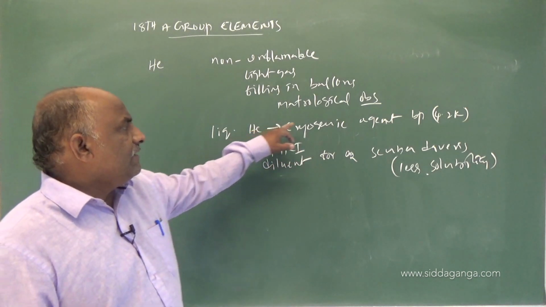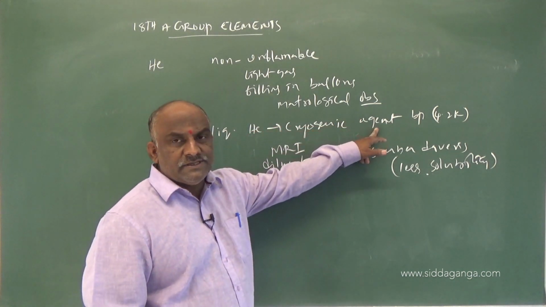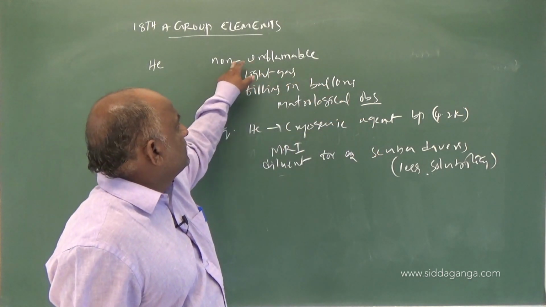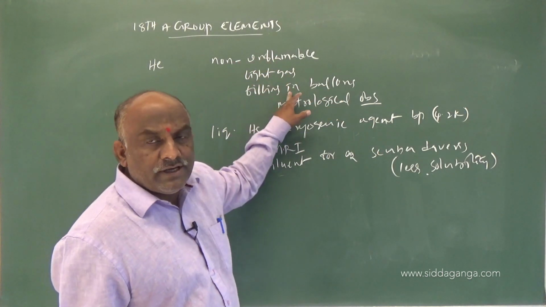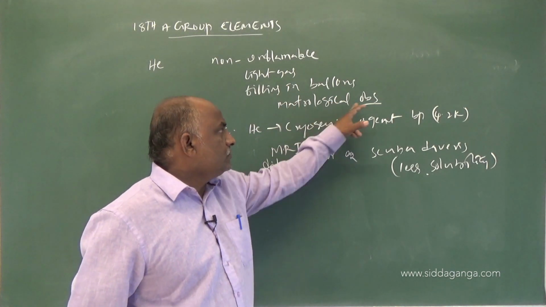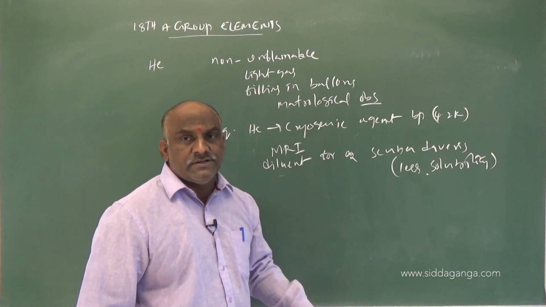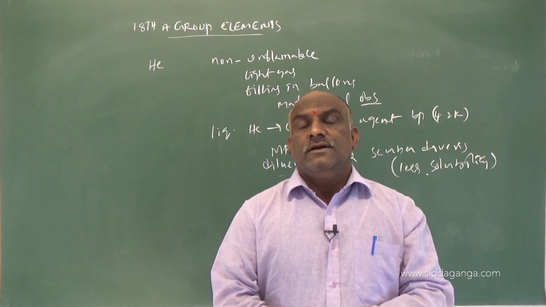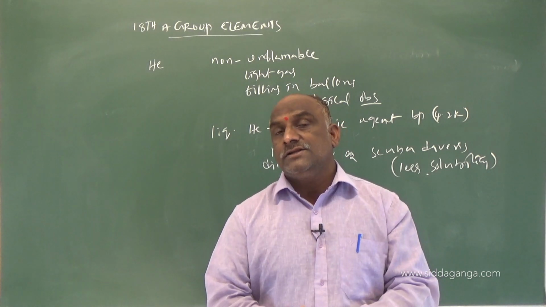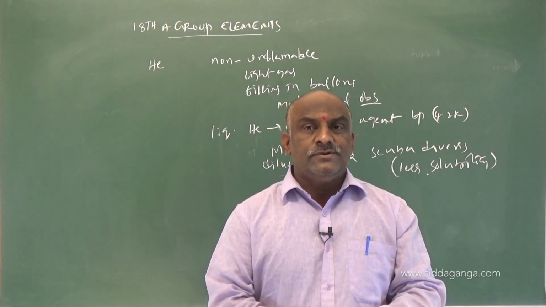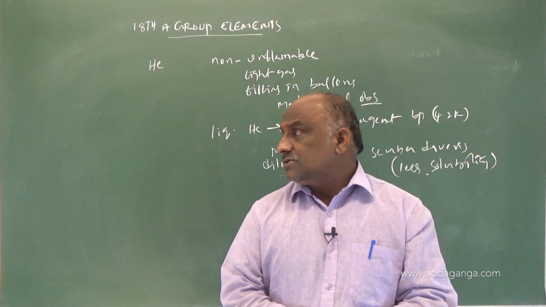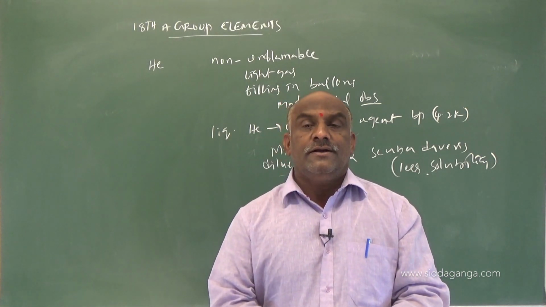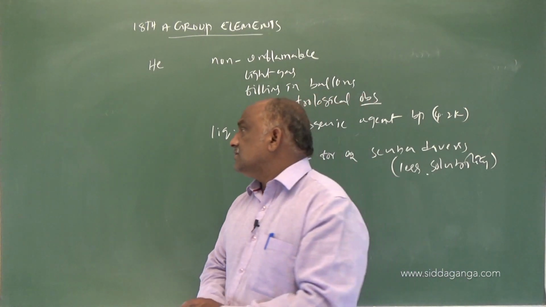Liquid helium acts as a cryogenic agent. Some reactions take place at low temperature, and we can observe the reaction mechanisms. Helium is a non-inflammable and lighter gas, so it is used for filling balloons for meteorological observations. Helium is a superconducting agent in nuclear magnetic resonance spectroscopy, used to prepare magnetic resonance imaging. So these are the uses of helium.